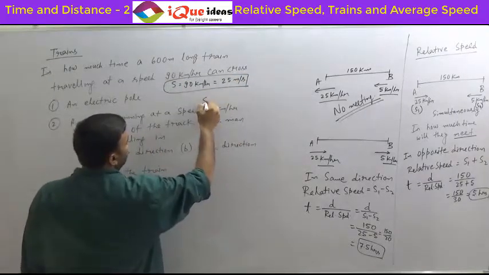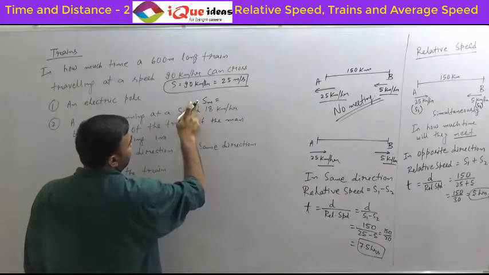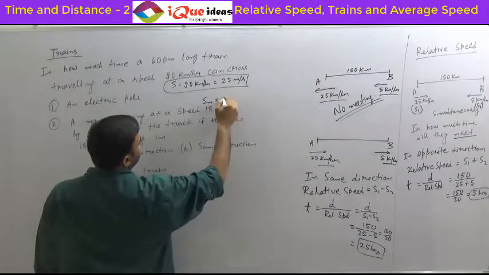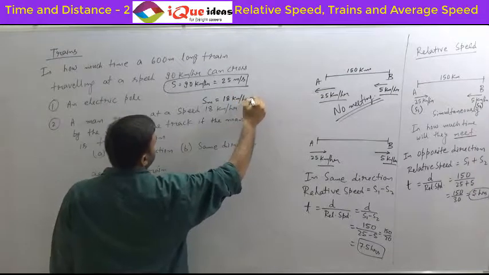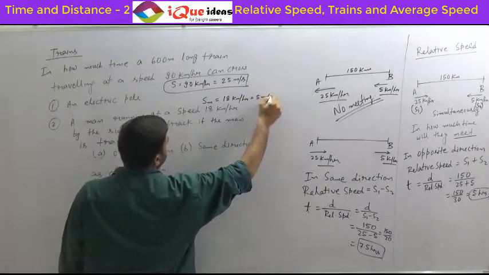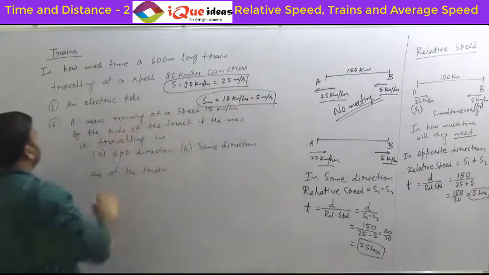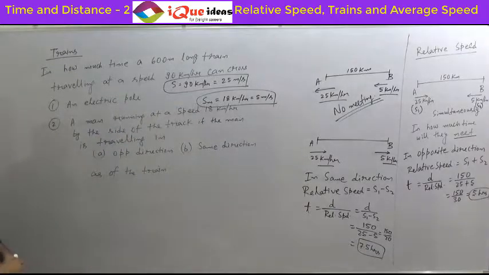Speed of the man, as and when necessary, let's call it SM, that is 18 kilometers per hour. Hence it is 5 meters per second. But for that electric pole, we don't require anything. Okay, first let's do the question of the electric pole.